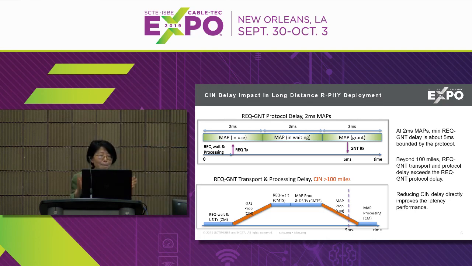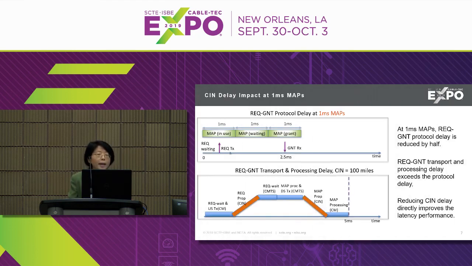So first case is I have this request grant delay remains the same, 2 millisecond MAP, nothing changed over there. What it changes, the R-PHY is deployed over 100-mile distance, so it's a long range. So in this situation, you can see the request grant transport and processing delay is crawling beyond this 5 millisecond boundary. And this transport delay becomes a dominating factor. So in this situation, cutting down the sync delay does directly help reduce the overall upstream latency. So that's case one.